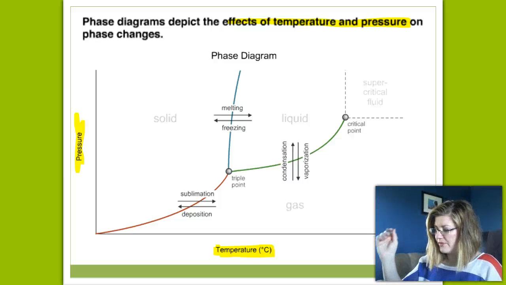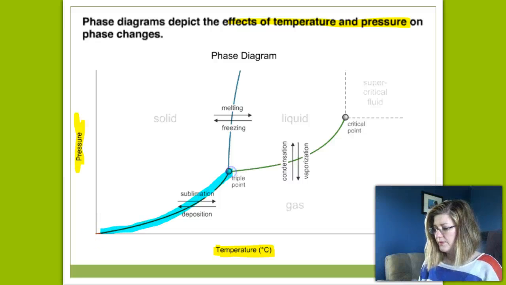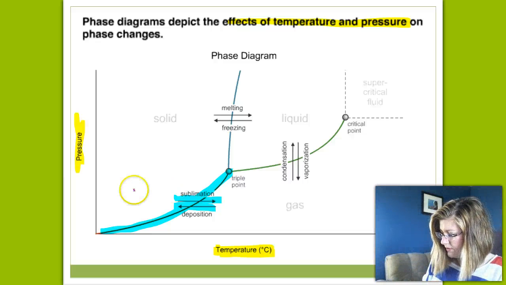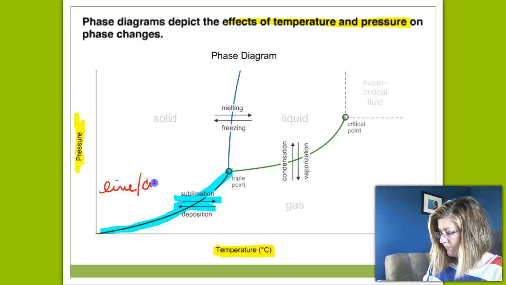Okay, so we have three curves. Let's talk first about the red curve. The red curve is called sublimation deposition. You'll see these arrows indicate what's happening on that curve. That curve indicates where a solid becomes a gas and a gas becomes a solid. So this is, I'm going to write here, the line or the curve.